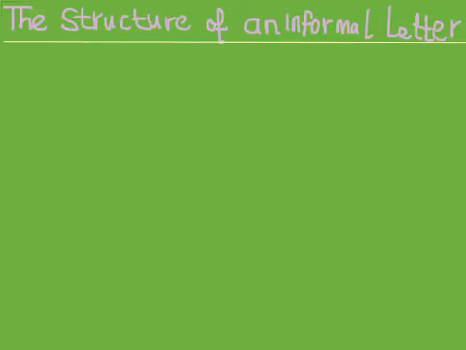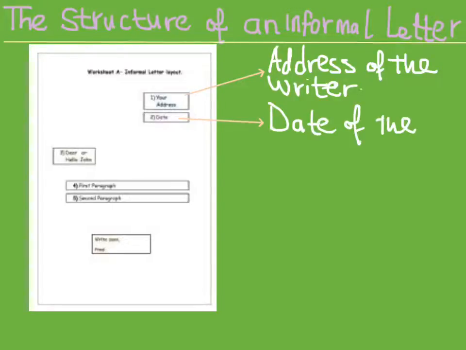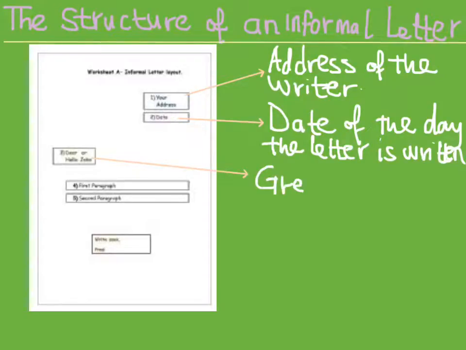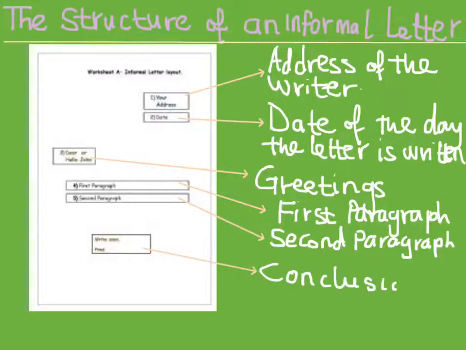However, we are going to look at the various samples or structures of informal letters. And if we look at this picture ahead of us, we will see that informal letters usually have an address, or the address of the writer. It usually has a date of the day the letter is written. It equally has the greetings, and we have the first paragraph and the second paragraph of the letter, as well as we always have a conclusion.